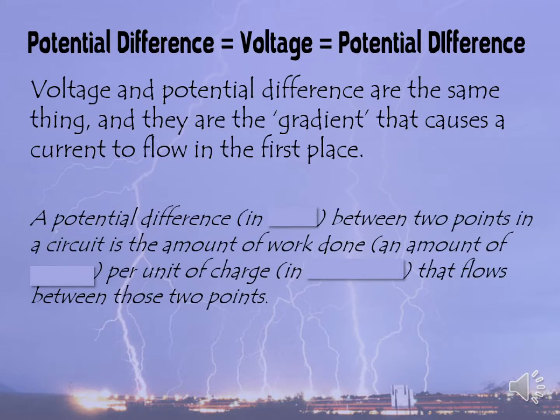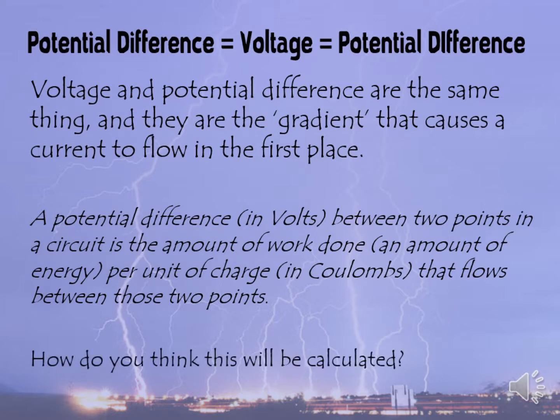So, as a formal definition, a potential difference, which would be measured in volts, between 2 points in a circuit is the amount of work done, measured as an amount of energy, per unit of charge, and each unit of charge will be a measurement in coulombs. So that is the amount of work done per unit of charge that flows between the 2 points. So just have a think, how do you reckon this is going to be calculated, and what word brings to your attention how this is going to happen?